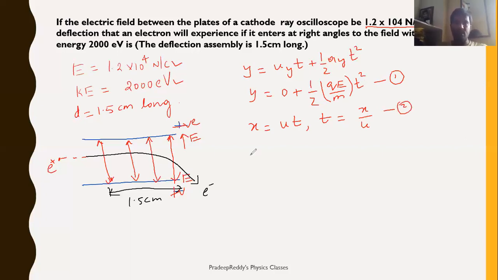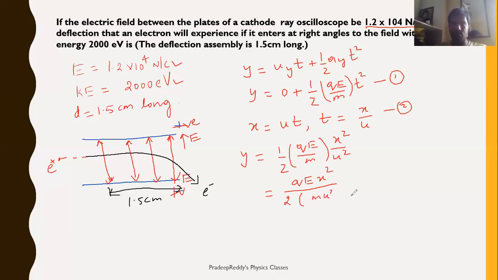Substituting this t over here, you can write deflection y is equal to half into q e divided by m into x square divided by u square. This is equal to q e into x square divided by 2 into m u square into 2 divided by 2. This is equal to q e divided by half m u square can be written as kinetic energy.